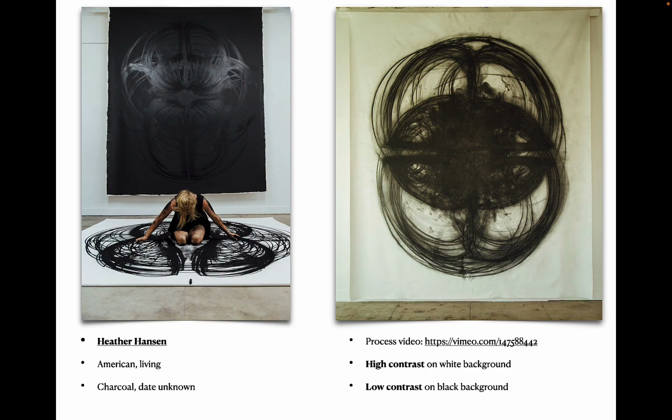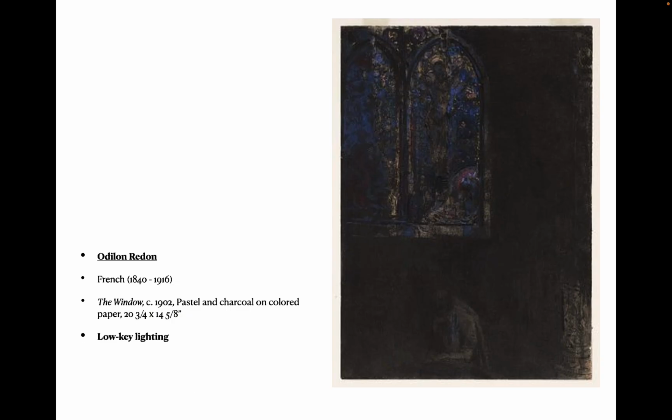You can see an example of high contrast with the black charcoal on the white background. That's the darkest black against the whitest white. And then you can see on the picture where it's actually a photo of her, above her is a really low contrast drawing where it's the dark charcoal on black paper. So there's not a lot of difference between the dark and lights in that drawing. I think low contrast can be really interesting too.